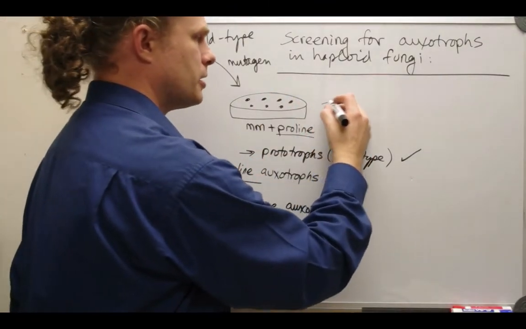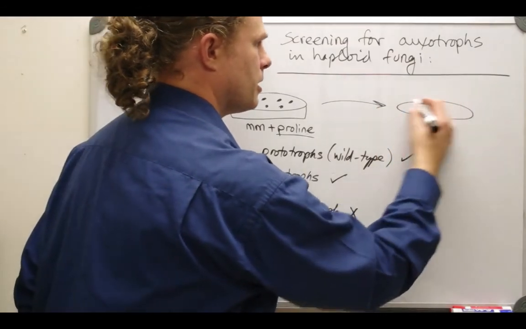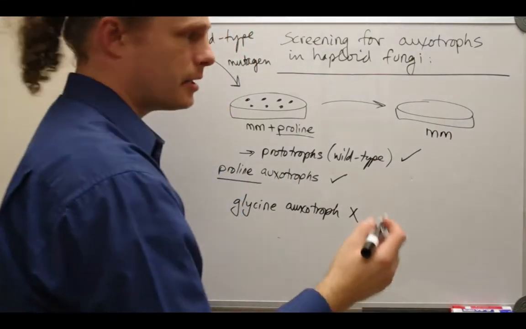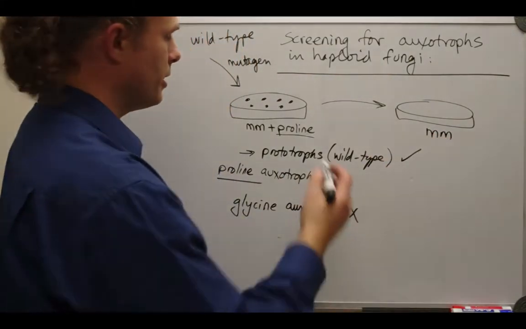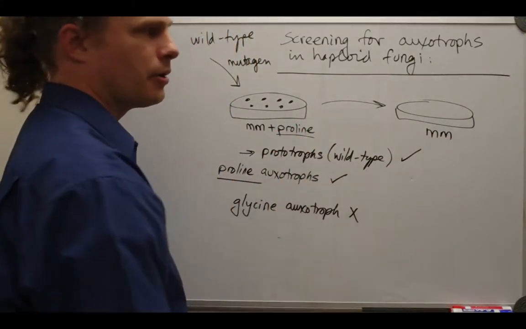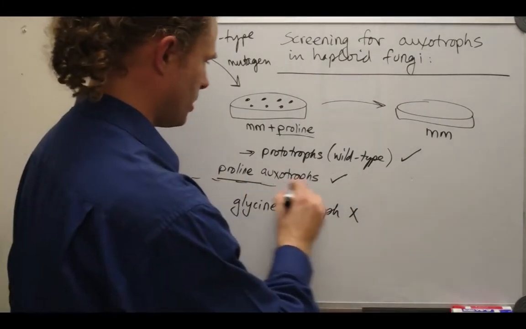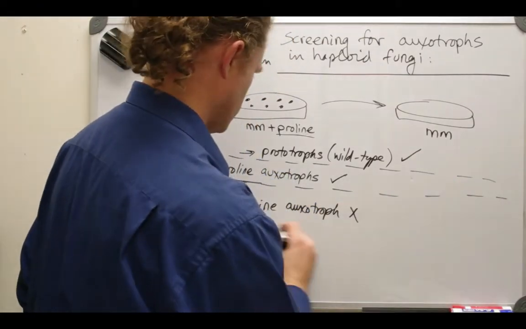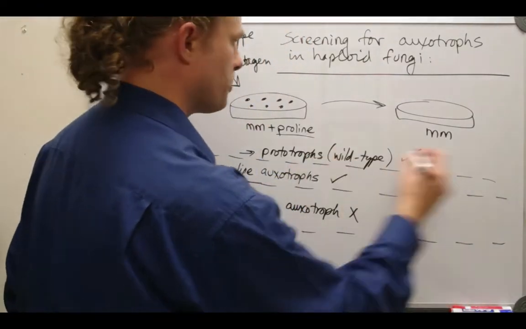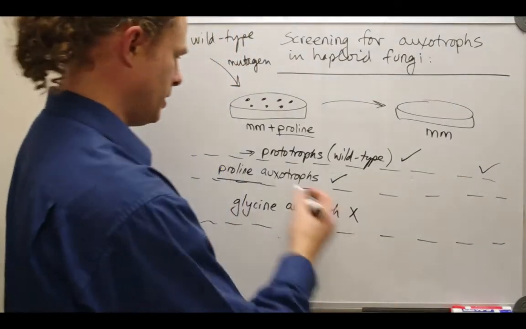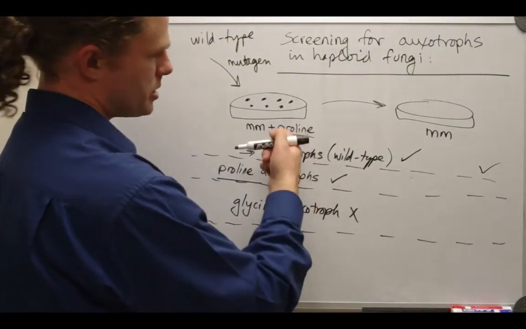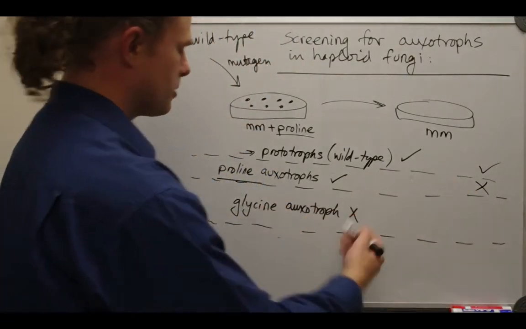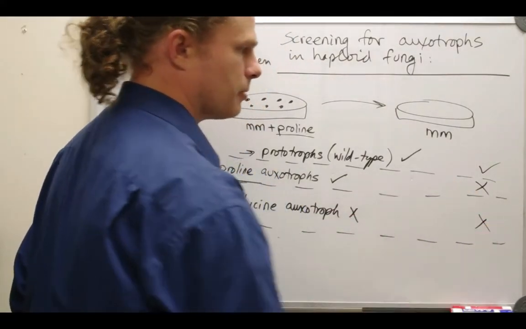Now, the way to find the proline auxotrophs that we are interested in would be to grow these same colonies on minimal media alone. In this case, on straight minimal media, the proline auxotrophs will not be able to grow. So if we draw a little chart here and say who can grow on what types of media, prototrophs will be able to grow just fine on minimal media. Proline auxotrophs can grow on media supplemented with proline, but they cannot grow on minimal media alone. And this other example that we mentioned, glycine auxotrophs, wouldn't be able to grow on either.